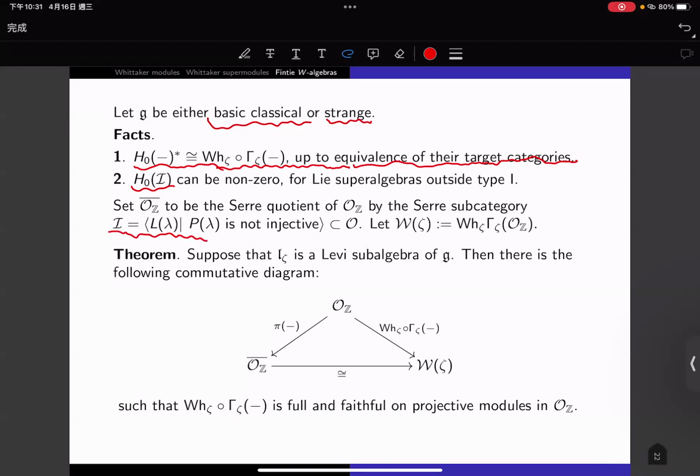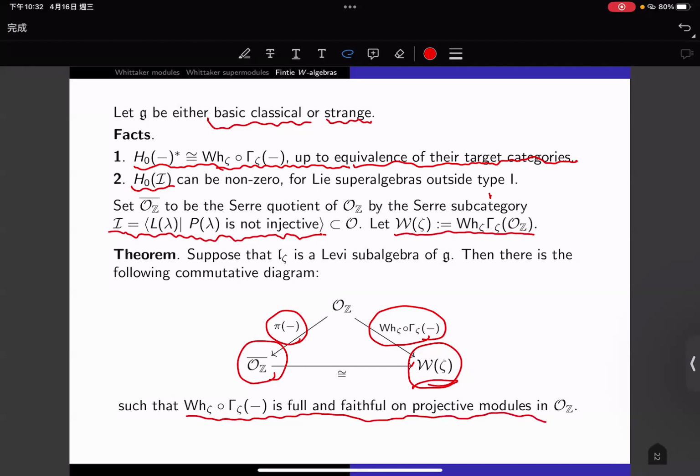So we need to change the Serre subcategory which we quotient out to the Serre subcategory generated by L_λ such that P_λ is not injective. So it's just some Serre category, and we form the Whittaker category WZ. Then it turns out that we have a version of an analog of Brundan-Goodwin's result. So we have a commutative diagram from category O to the Whittaker category WZ. Then this functor, the composition of the Backelin functor and the Whittaker functor, is isomorphic to the quotient functor, such that it is fully faithful on projective modules.